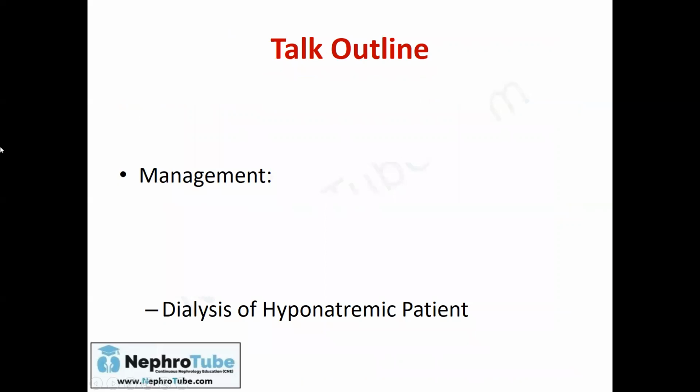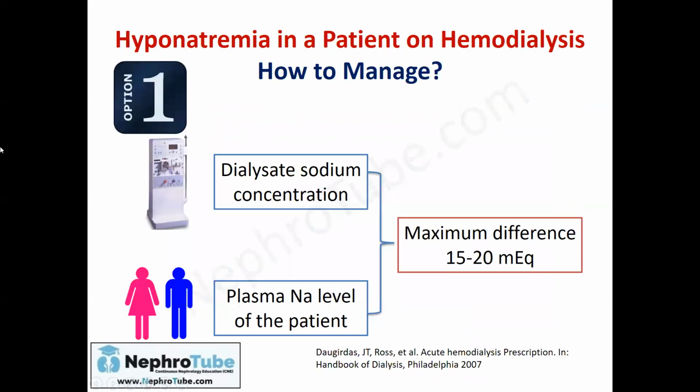Finally, the last point of the management is dialysis of the hyponatremic patient. What if you have a hyponatremic patient that needs hemodialysis? Theoretically, dialysis will correct the serum sodium of the patient rapidly. You will dialyze the patient for 2 hours or for 4 hours. So theoretically, the patient will take sodium from the dialysate, which will rapidly correct the serum sodium of the patient and may cause osmotic demyelination syndrome.